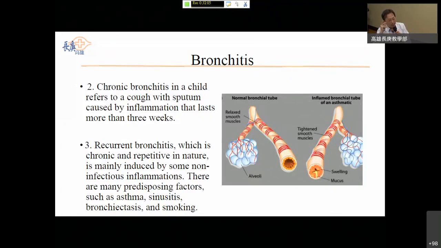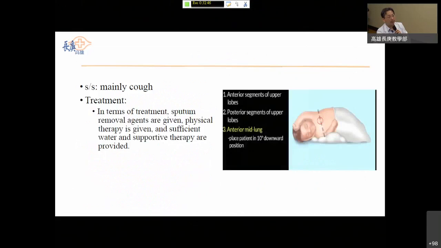When we have recurrent bronchitis, class, keep in mind, there are some non-infectious inflammations. Mostly it is caused by some predisposing factors, such as the child might have underlying asthma, sinusitis, or is often exposed to the environment or smoking, especially when the parents are smoking. And if the child is allergic to the smoking, most likely he or she will have recurrent bronchitis. So for bronchitis, mainly the treatment is to remove the sputum.